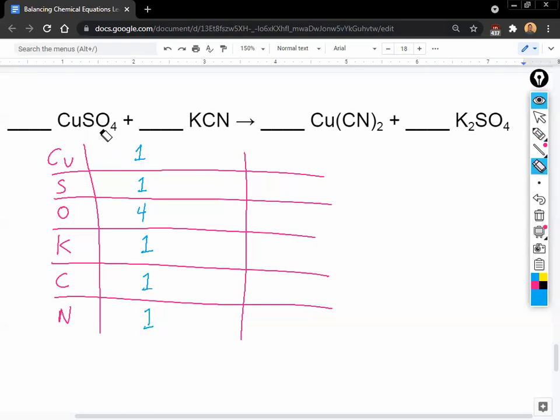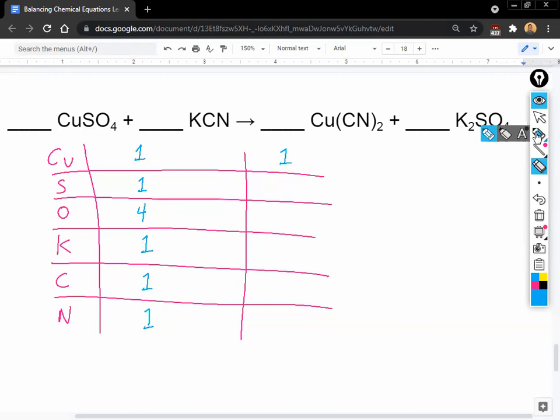Okay. Are there any questions about the counting? Remember, the subscript numbers only apply to the element right in front of it. It only applies to the oxygen right there. All right, let's go to the right side. How many coppers on the right side? One.